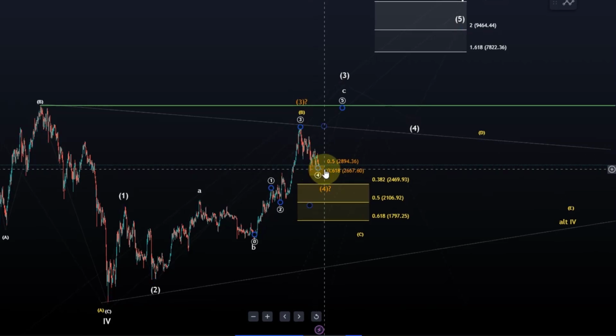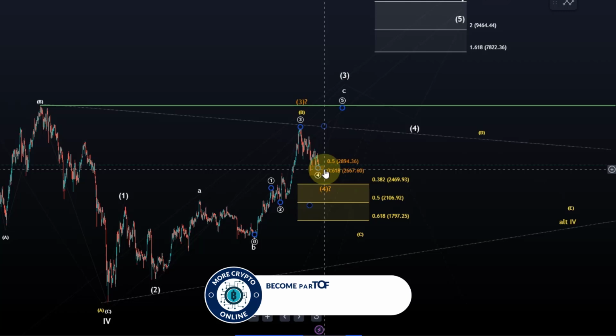That could change as long as we don't see a first small 5-wave move or a break above resistance. So we talk about a 5-wave move to the upside, ideally above resistance. Until then, the correction is set to continue.